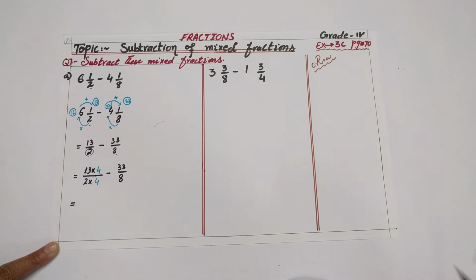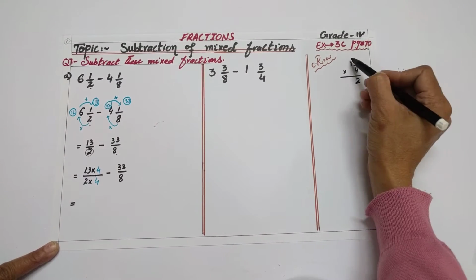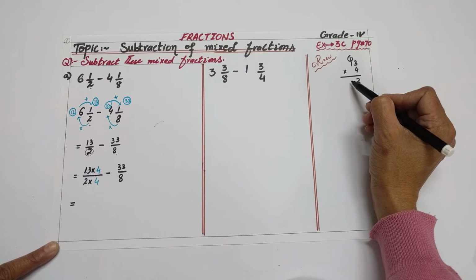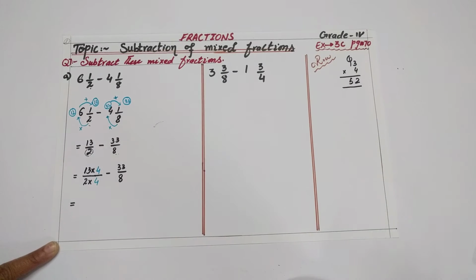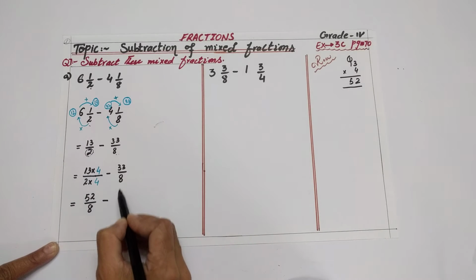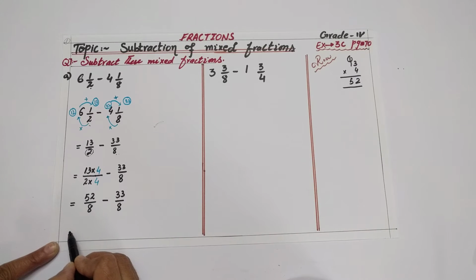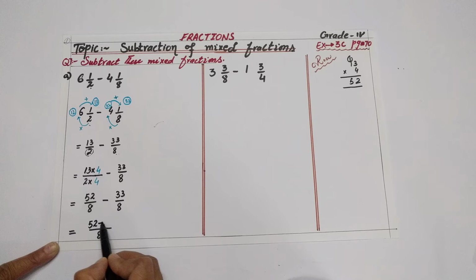Now check what 13 4s are. 3 4s are 12, 1 carry, 4 1s are 4, 4 plus 1 is 5, so 52. So 13 4s are 52 and 4 2s are 8, minus 33/8. Now your denominators are like, so that denominator will be the common denominator, and with like denominators you can subtract the numerators. The first numerator is 52 and the second numerator is 33.